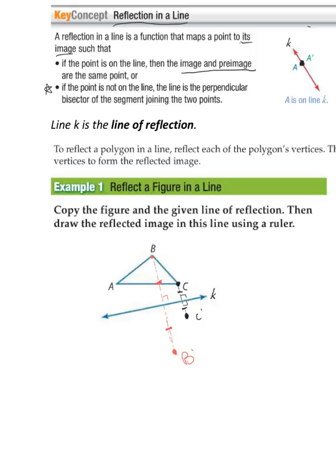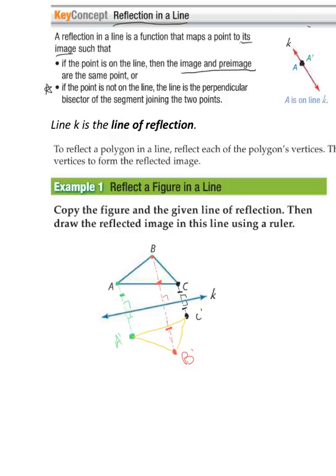And lastly, we would do this with point A. We would again try to find the segment that's perpendicular, find out what that distance is, and copy it to the other side of line K. And that would be the point A prime. So the reflection here, guys, is this triangle we have, A prime, B prime, C prime. So that is how you reflect.